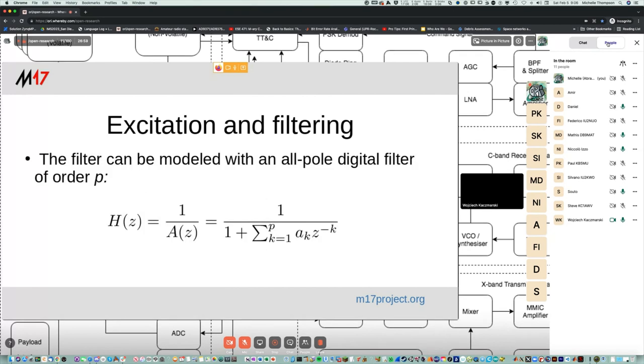Now the filter that is the mathematical model of the vocal tract can be approximated with an all-pole digital filter of order P. And in Codec 2, P is equal to 10. So we've got up to five formants. You can represent up to five formants. A formant, I will get back to this later. So this is the filter transfer function, H of Z.